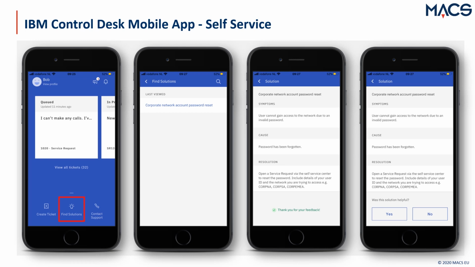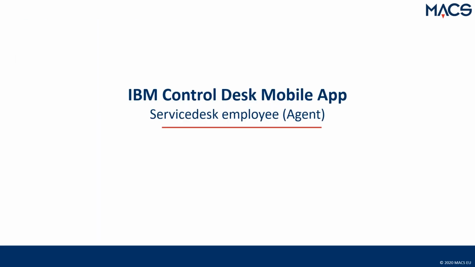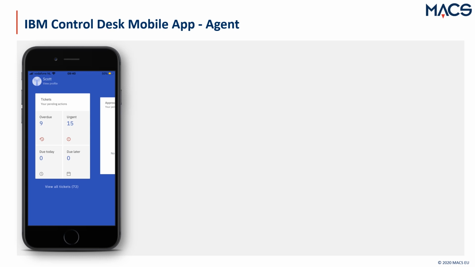And then for the last part of this webinar, I also wanted to show the service desk employee or agent role in the IBM Control Desk mobile app, which looks slightly different, as you can see. You get a different start screen than the self-service role, and it will directly show me all my tickets which are overdue, which are urgent, which I have due for today, and I can directly click on one of those tickets to work on it.